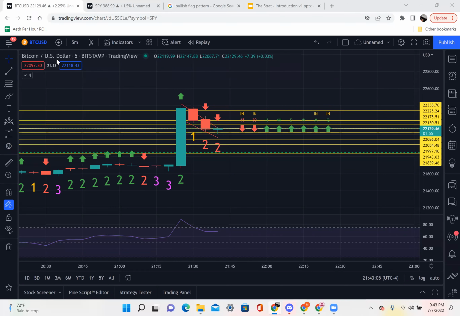Does Webull have the Strat? No, not as of late.